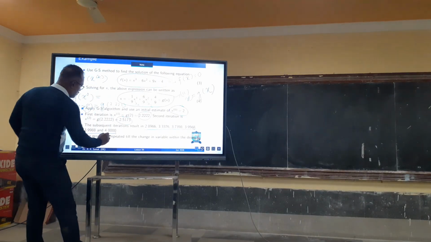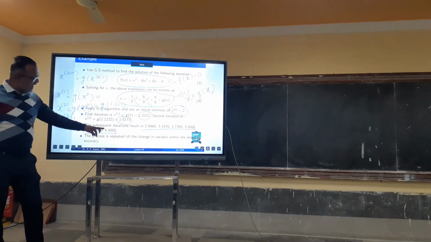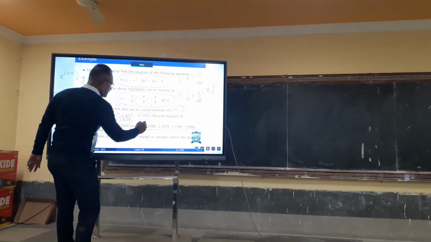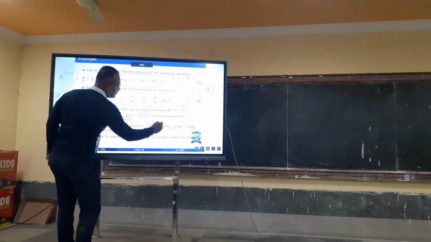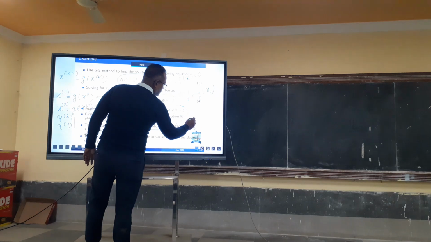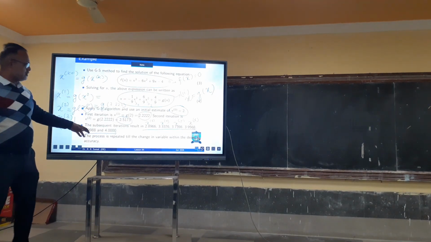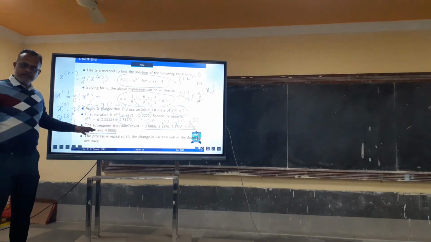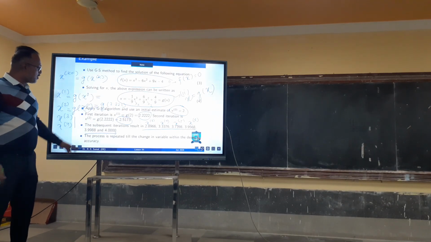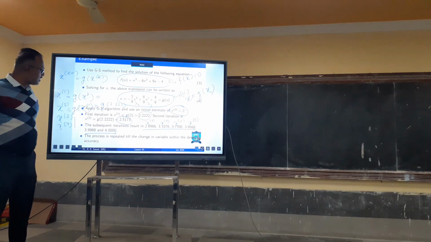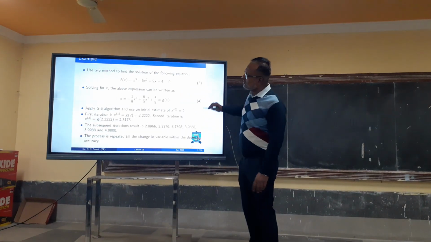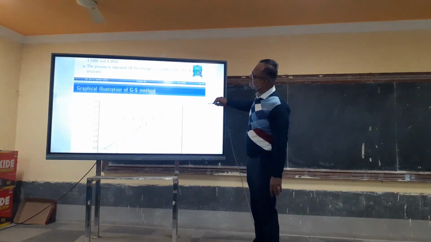And finally, we'll see the difference between this and this. This is x3, third iteration. This is x4, fourth iteration. This is x5, fifth iteration. This is x6, sixth iteration, and so on. Only when the difference is small, you stop. So your final result is here. The process is repeated till the change in variable is within the designated accuracy. That's known as tolerance. So this is the basic of the Gauss-Seidel method.